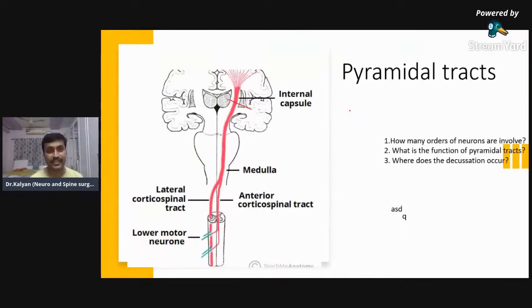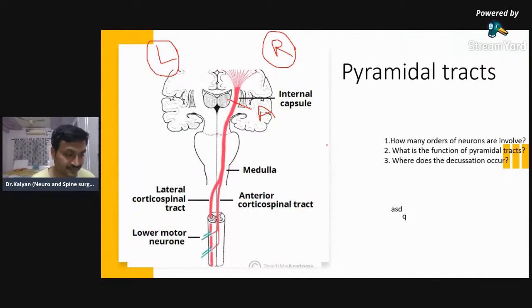Is the weakness seen on the right side or the left side? So this you can say is the right. Suppose we say this is lesion A, at this level. So the patient has an injury on the right internal capsule. So the patient will have weakness on which side? Right. So the patient is going to have weakness on the left side.